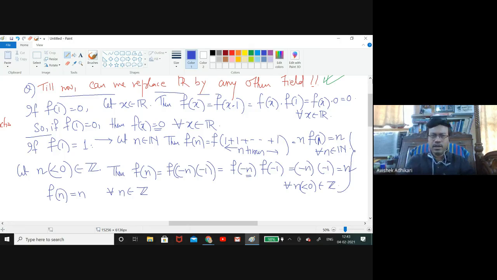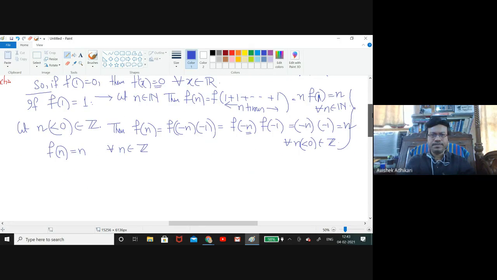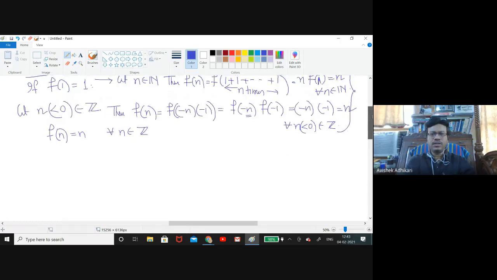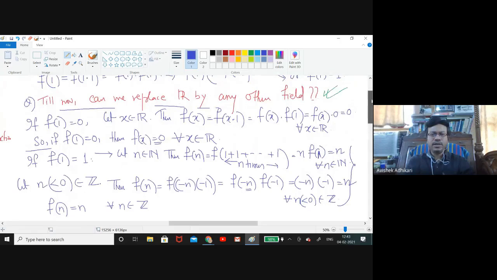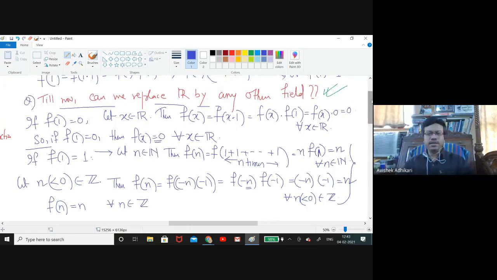Fine. Now we need to check what about the rational numbers. So up to this, any ambiguity? Can we do it for any field now? Can we do it for any field now? What is your conclusion?